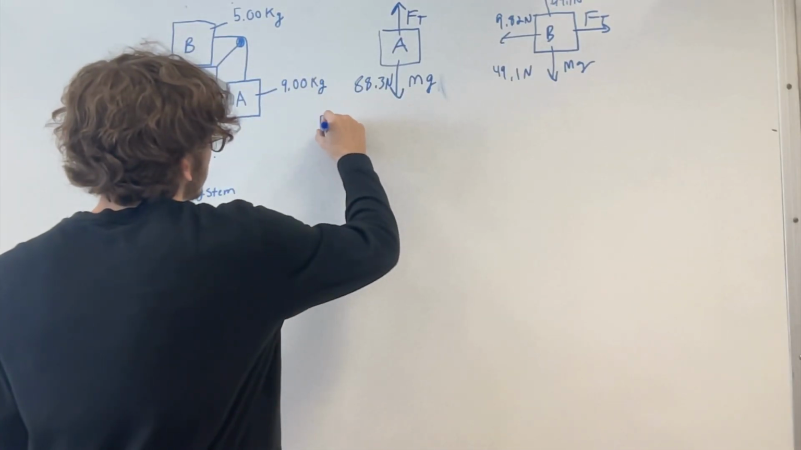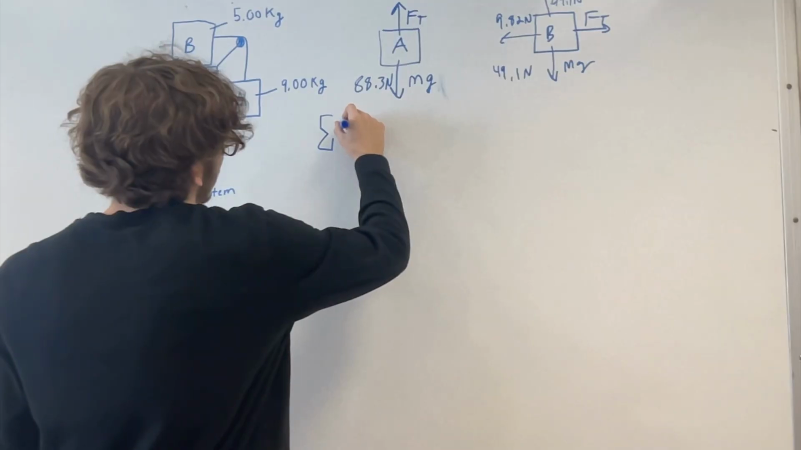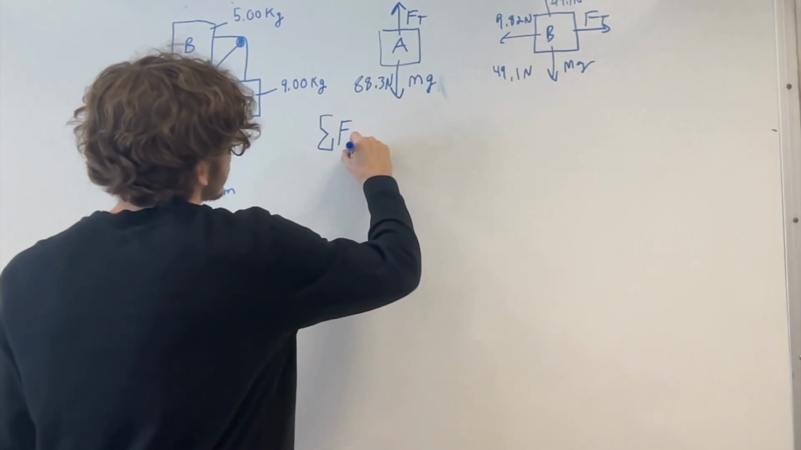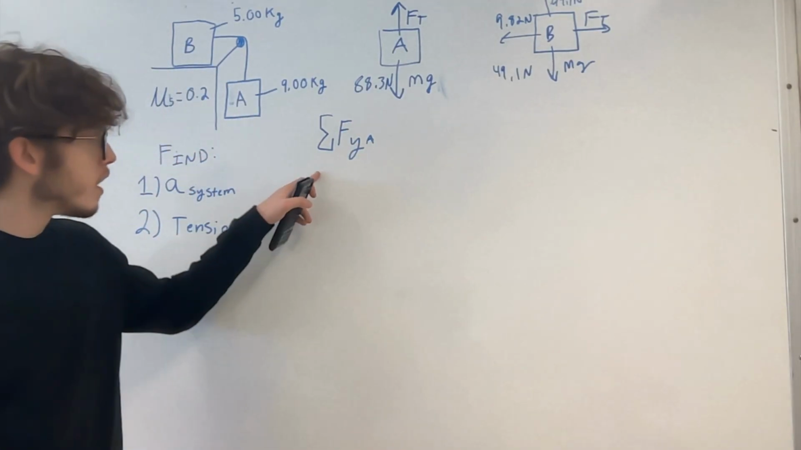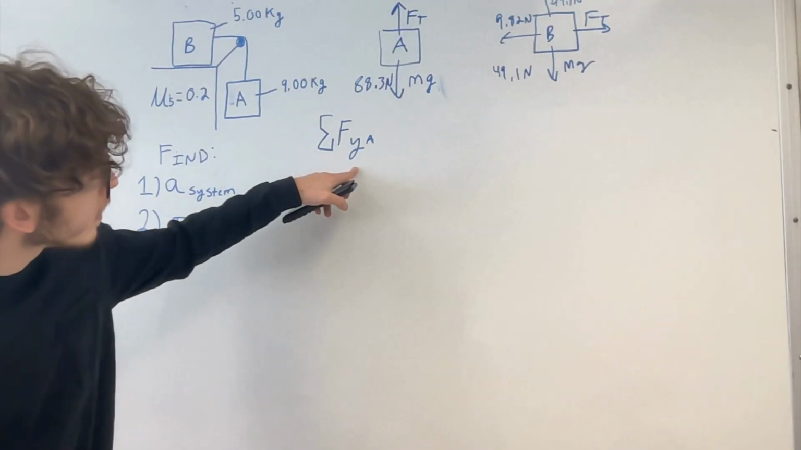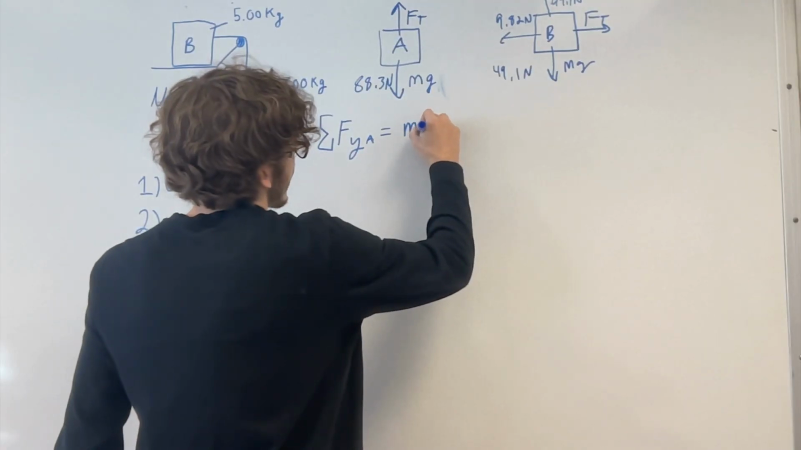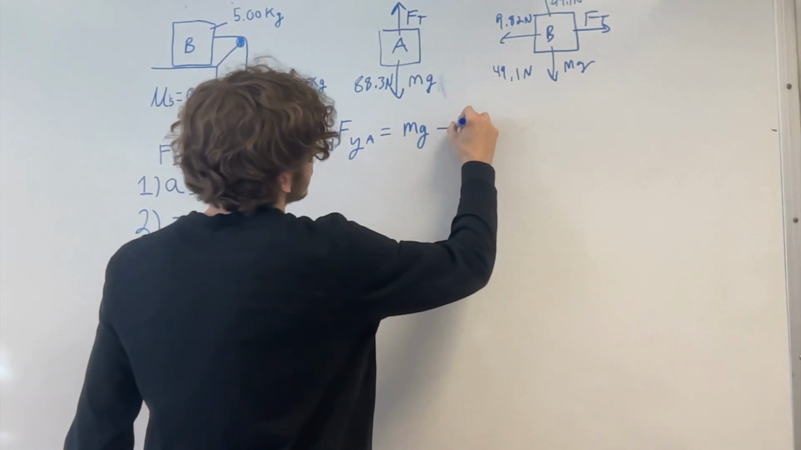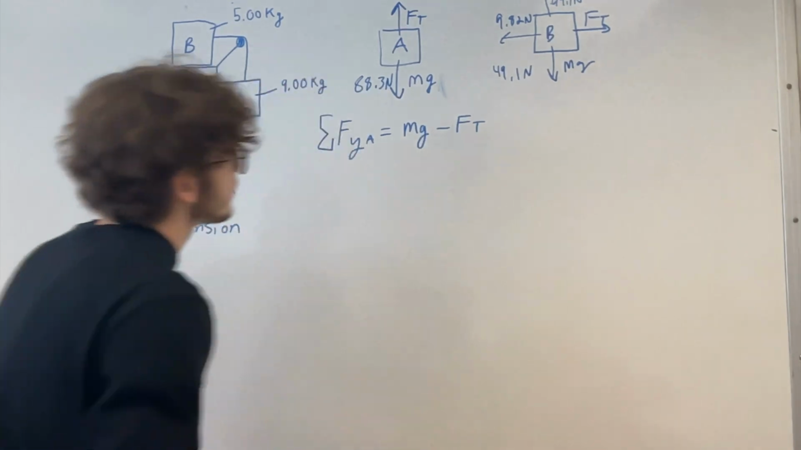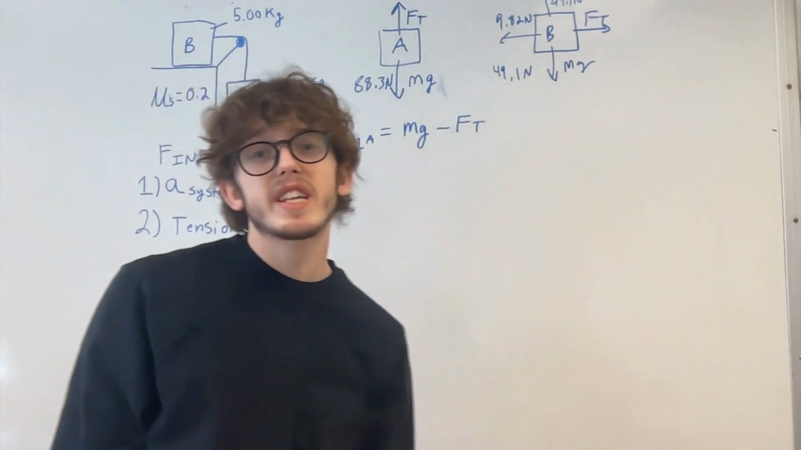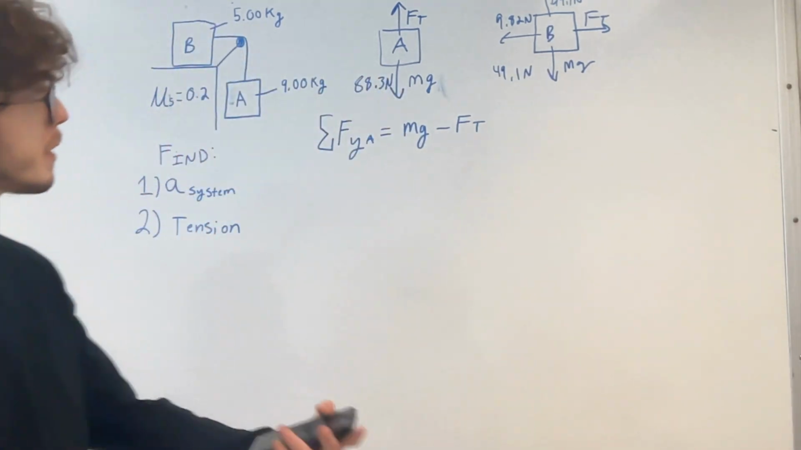So the sum of the forces in the y direction for block A, that's what this means. Sum of forces in the y for block A is equal to mass times gravity minus the force of tension. Right? Let's apply Newton's second law. We want to find acceleration. How are we going to do that?